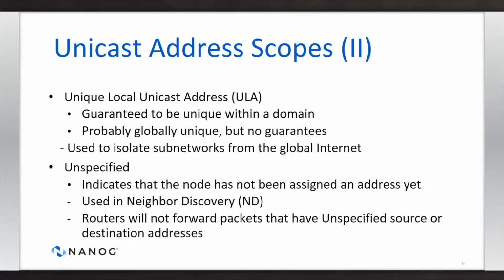Finally, we have an unspecified address. That address is all 0s. It indicates that the node that is speaking has not yet been assigned an address. It's used in neighbor discovery. And of course, a router won't forward a packet that has an unspecified source or destination, for fairly obvious reasons.